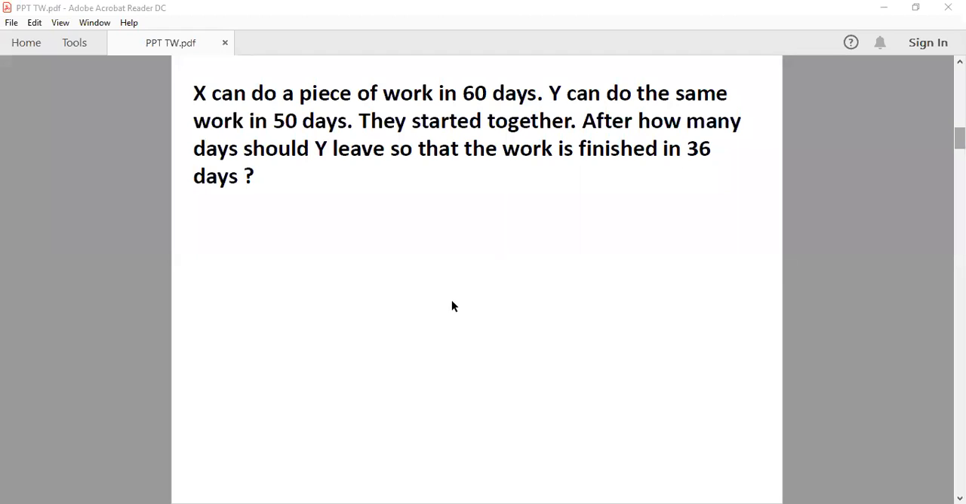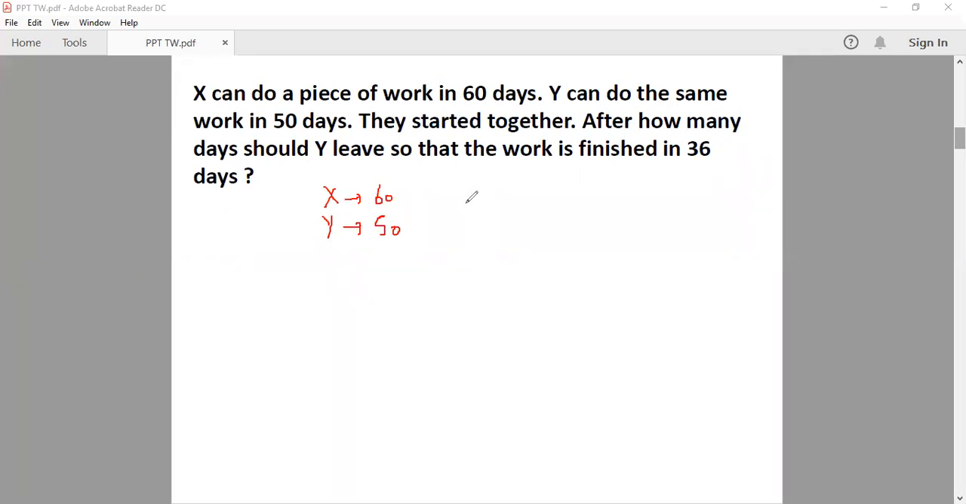Most of you have answered this correctly. See, you are given that X can complete the work in 60 days and Y can do the same work in 50 days. So first of all, let us do it by unitary method only. And let us assume that I am not using any pen. Let us all try to do this orally itself in the brain. Okay? Let us try this.